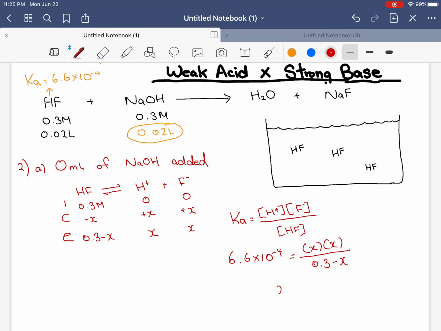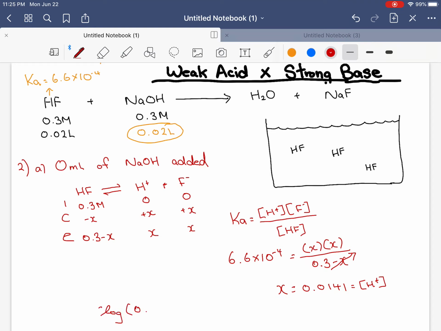And knowing that, things are going to be a little easier, because if you were to take away this, all you have to do is take Ka, multiply by 0.3, and root that. You should get 0.0141. Okay? So 0.0141 is the concentration of H. Why is that important? Because that's exactly how you find pH.